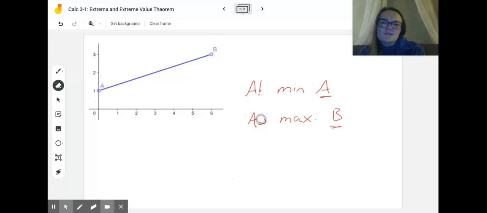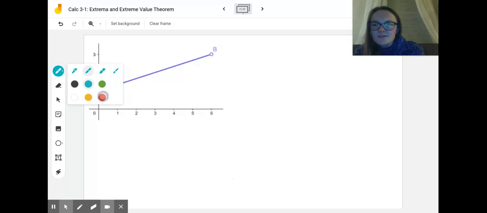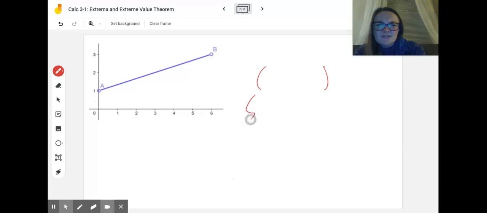So my question here is, do I have an absolute maximum and an absolute minimum on this open interval? Well, looking at it, it's kind of difficult to find one because I would think that A would be a minimum and B would be a maximum. But A and B don't actually exist in this graph. And so what I could say here is that because I'm on an open interval, I don't have a max and I don't have a min. It has to do with this interval being open.